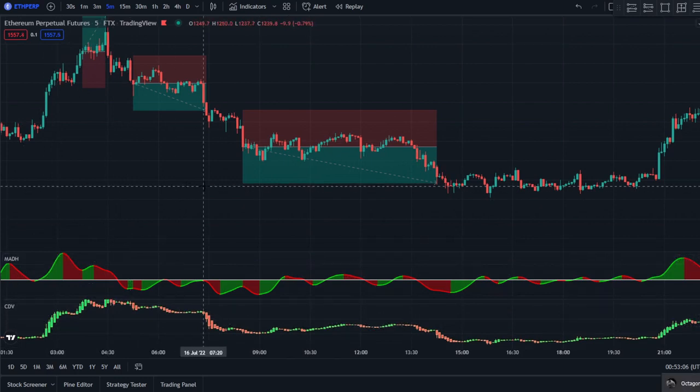So make sure to test it out on a paper trading account before you actually live trade this, because you don't want to use real money on a strategy that you're not experienced with.